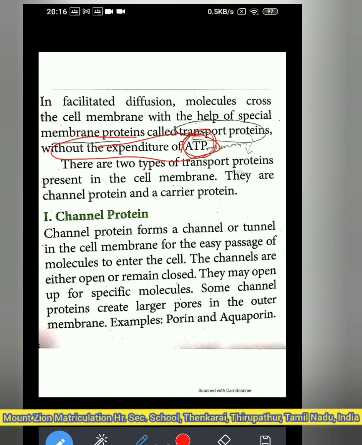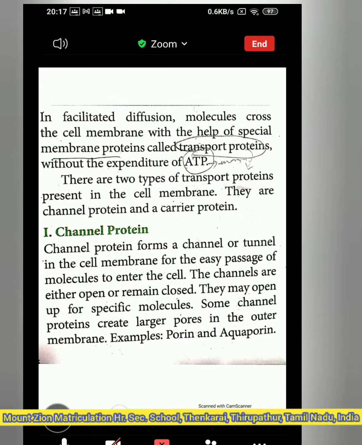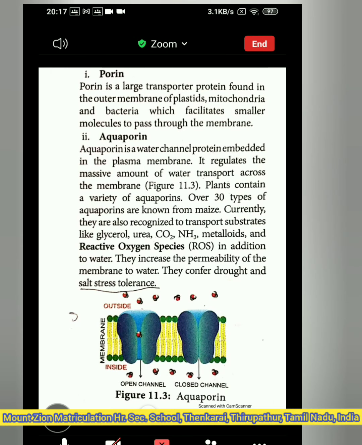Some channel proteins create larger pores in the outer membrane. Examples are porin and aquaporin, which we will see in the coming slides. Porin is a large transporter protein. A transporter protein is a kind of protein which is helpful for transporting molecules. It is found in the outer membrane of plastids, mitochondria and bacteria, and it facilitates smaller molecules to pass through the membrane.